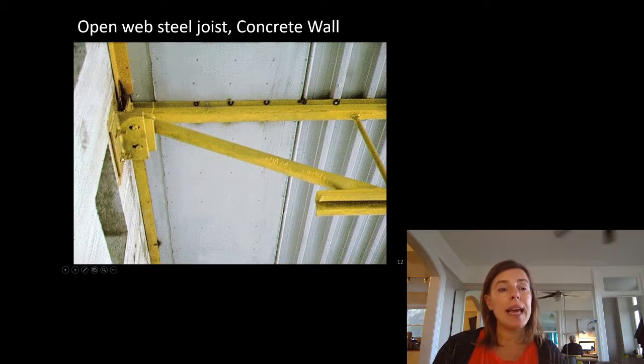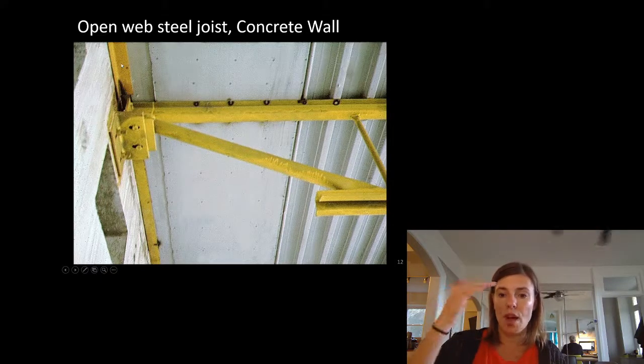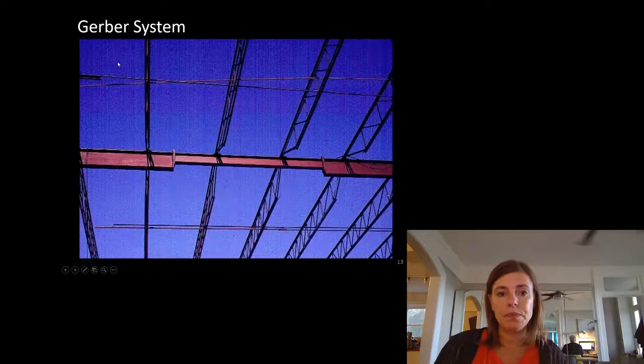You can see that they cast in anchors with these clips, and then the open web steel joist sat on top of it. This right here is a closure angle for the metal deck up above. So probably concrete on metal deck, and they do that to close off the edge. It might be just metal deck, either way, we usually have a closure angle.